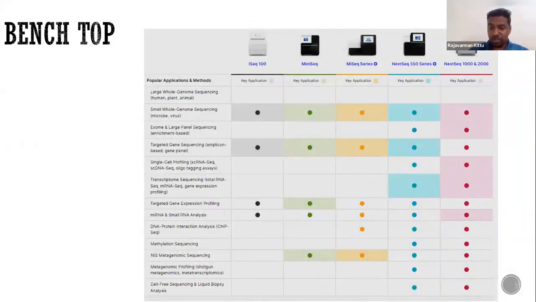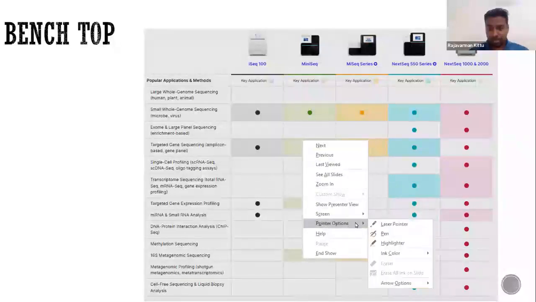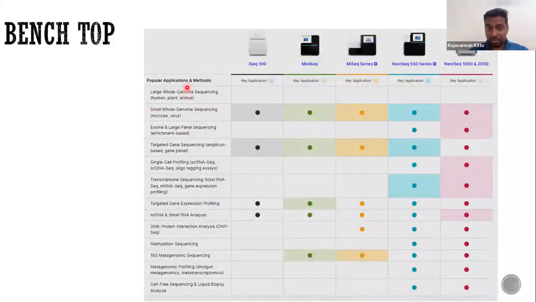So there are two kinds of sequencers generally in the market, right? One is a benchtop, another one is probably the production-based. So when I say benchtop, what can it do? Benchtops are made specifically for smaller organism sequencing. So as you can see the list in this, you get a pointer. So these are all the applications, these are all the machines, right?